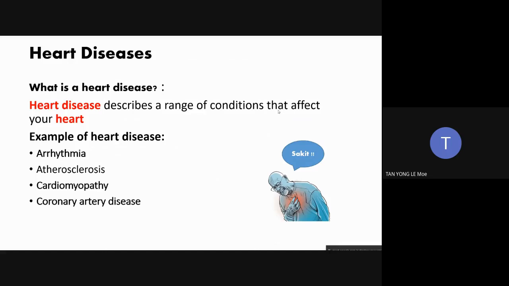What is heart disease? Heart disease describes a range of conditions that affect your heart. Examples of heart disease: amyloidosis, atherosclerosis, cardiomyopathy, coronary artery disease.